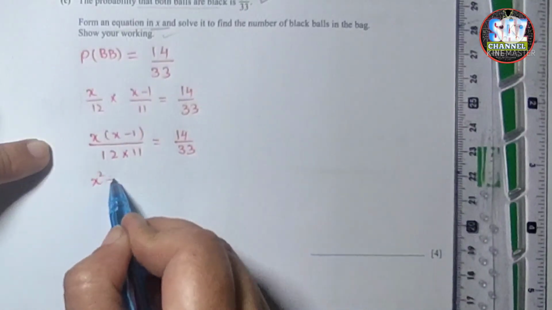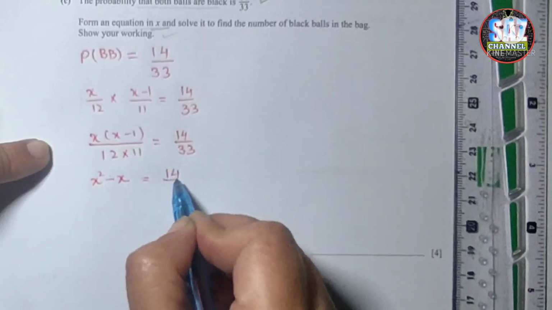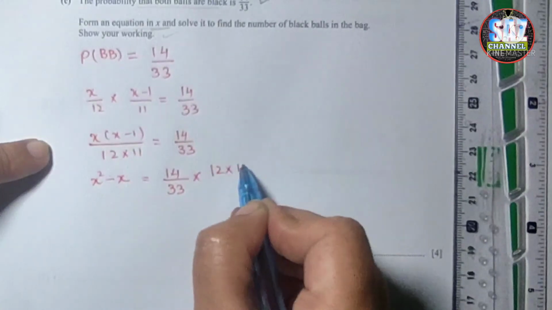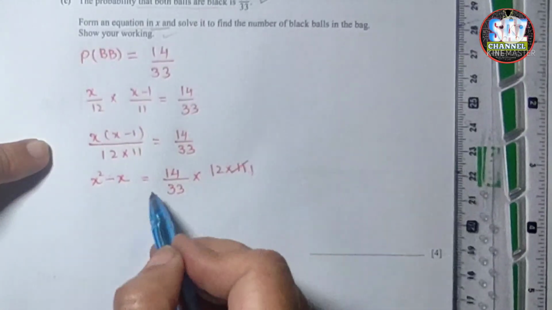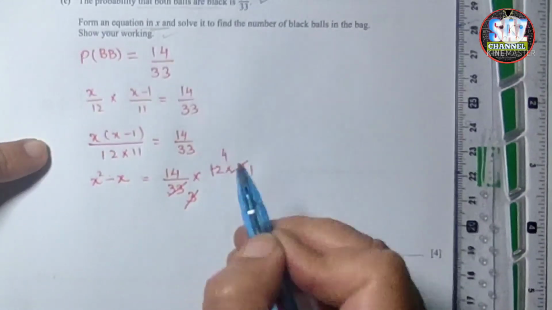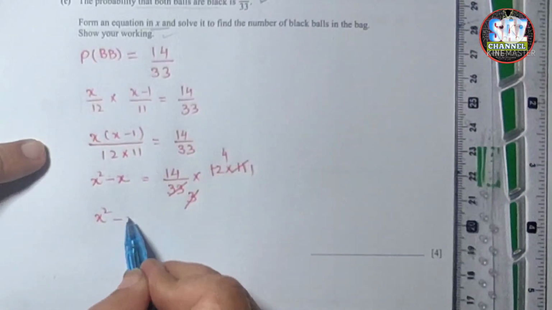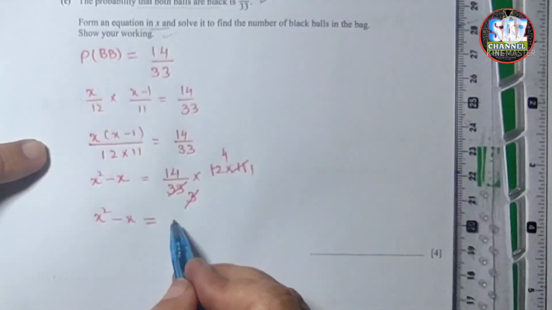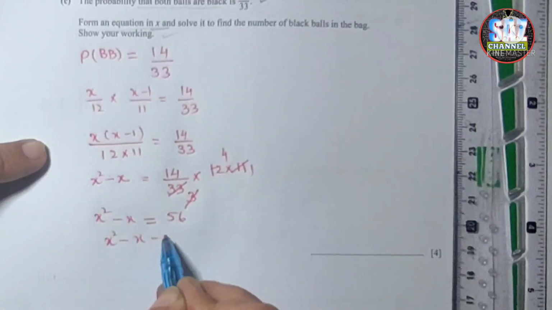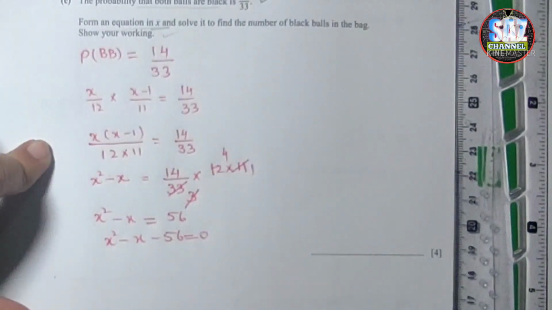This will become x square minus x equals 14 by 33 multiplied by 12 multiplied by 11. Now look, 11 ones are 11 and 11 threes are 33, and 3 ones are 3 and 3 fours are 12. It will take the form x square minus x equals 14 times 4 is 56, and it will take the form x square minus x minus 56 equals 0.